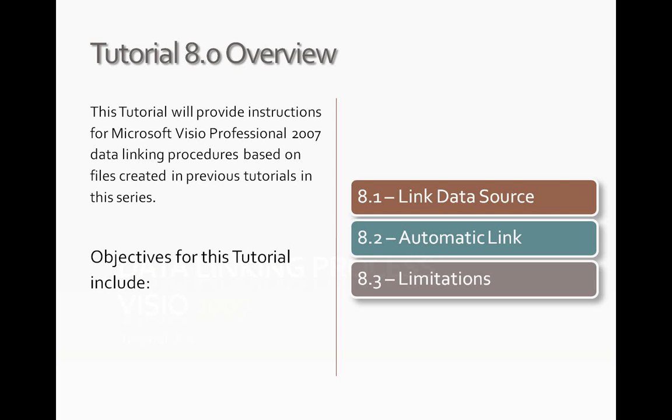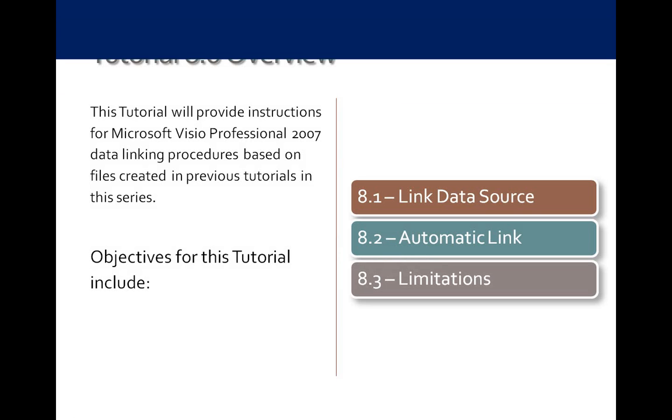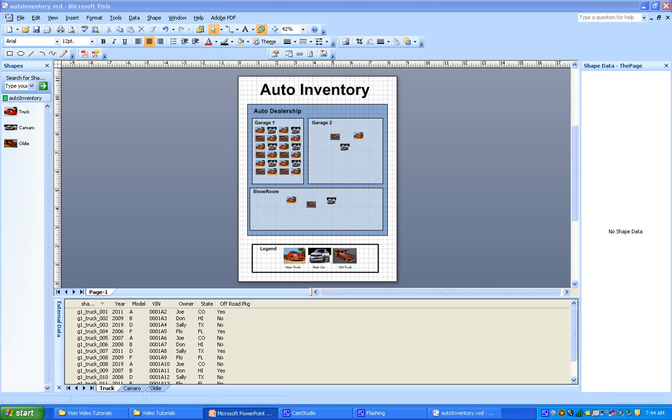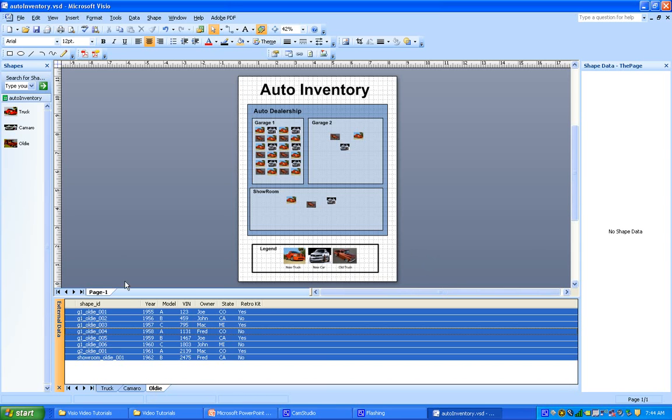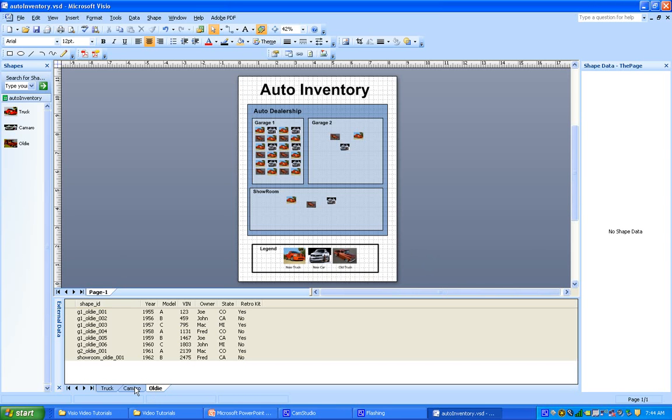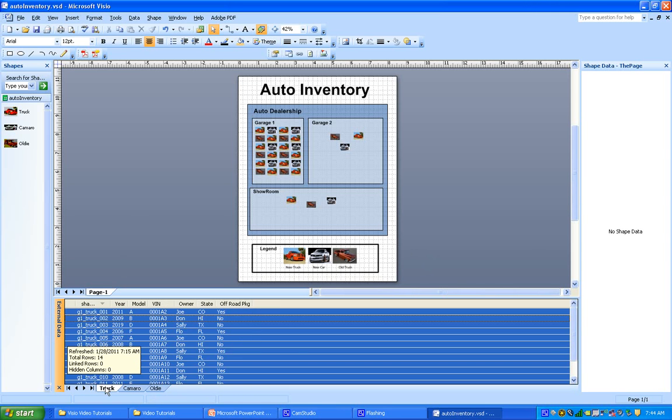Okay, we are back with tutorial 8.0, and we are going to be automatically linking our shapes to our records. So here we are back with where we left off. You can see I added oldie where I set up the data source, so I have all three spreadsheets.